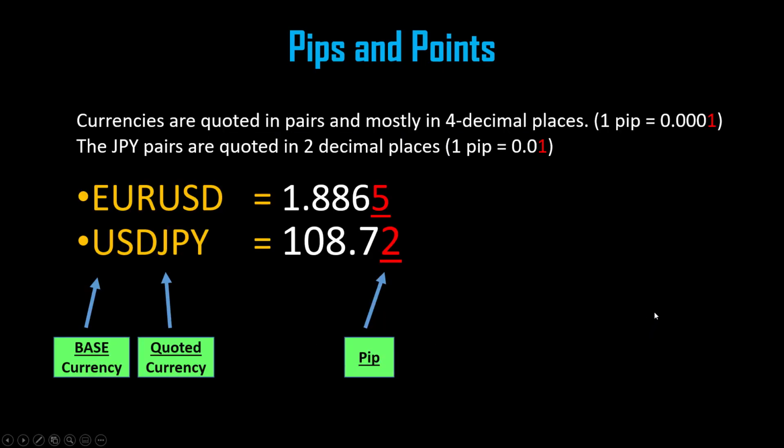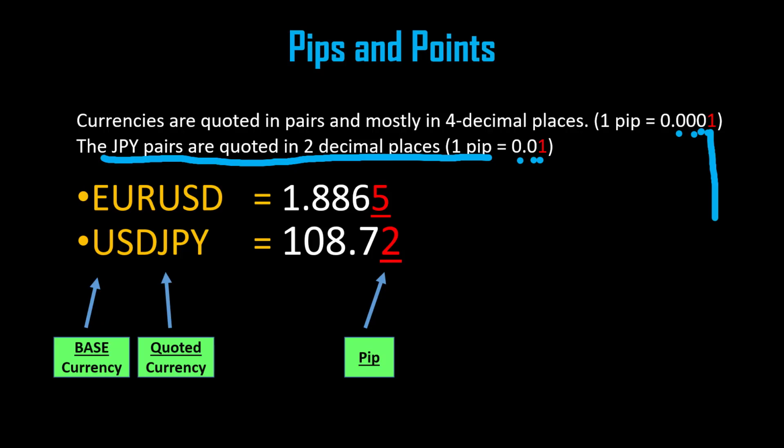So pips and points: currencies are quoted in pairs and mostly in four decimal places. So in this case, 0.0001, that's considered one pip. Now, the JPY pairs are quoted in two decimal places. So one pip is 0.01. Okay, so hopefully you guys can see and understand that here. So again, JPY pairs are quoted in two decimal places, 0.01. That's one pip. And all other four decimal places, 0.0001, are one pip.